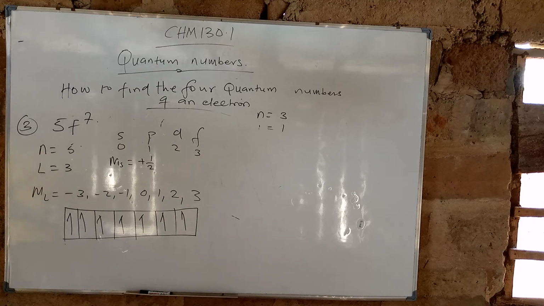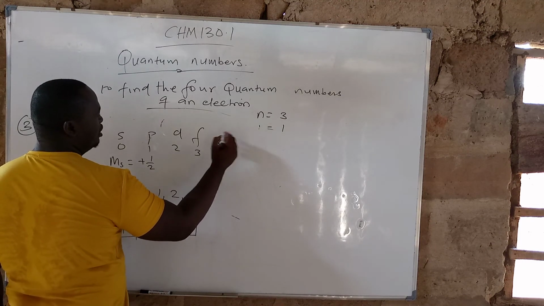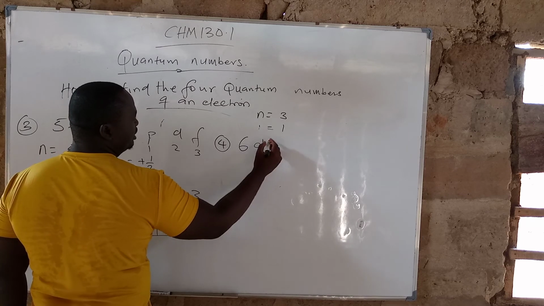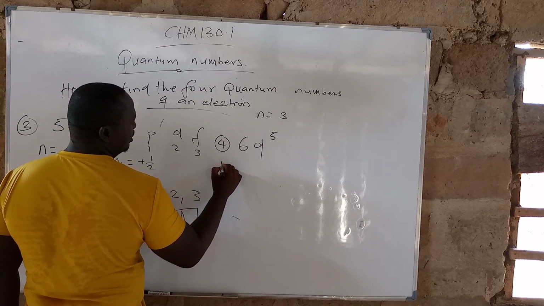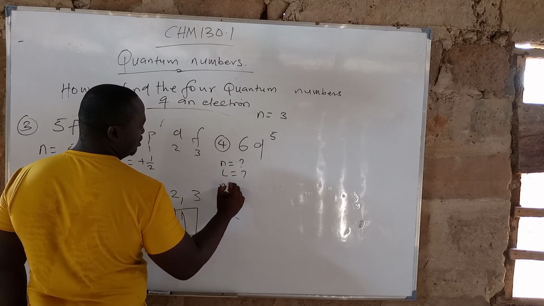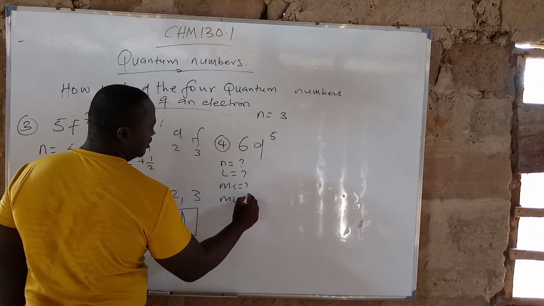I have a question here for you, and that is classwork. What if you have number 4, you have 6D5. What is your N? Your L is what? MS and ML. What's the value for it?